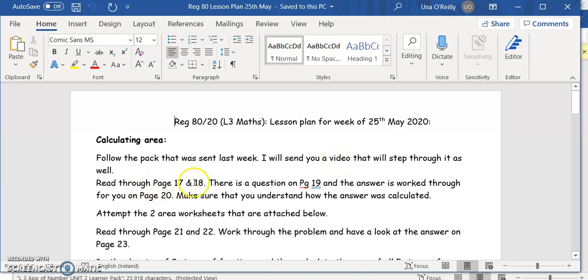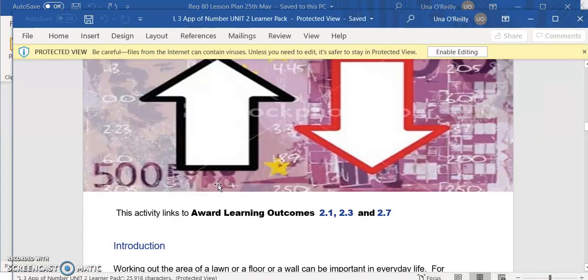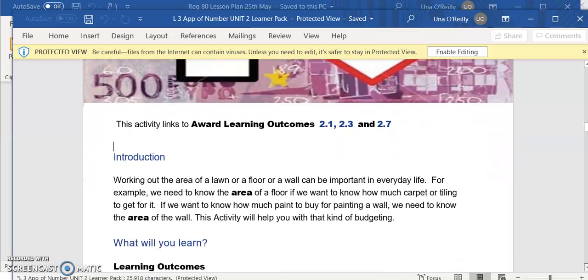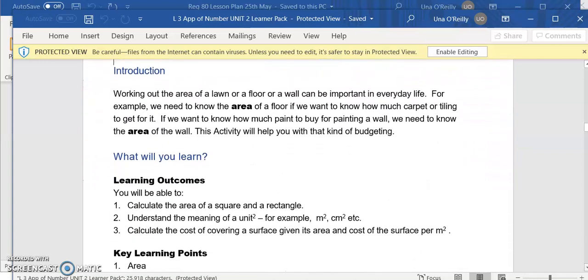So I want you to read pages 17 and 18. These questions this week are on calculating area. Okay, so we are on page 17 here, I think. And I'll scroll down through it so you can have a look. It talks about working out the area of a lawn or a floor or a wall. It can be important in everyday life. For example, we need to know the area of the floor if we want to know how much carpet or tiling to get for it. We've had this conversation many times, so I think you should be okay with it.